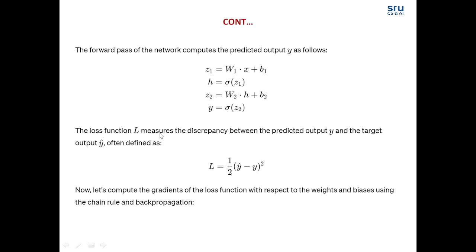Now the loss function L means the difference between the predicted output Y and the target output Y cap, and it is given by L is equal to half times (Y cap minus Y) whole squared. Now let's compute the gradient of the loss function with respect to weight and bias using the chain rule of differentiation and backpropagation. This loss function depends on the connecting weight matrix and bias between the hidden and output layers, again the connecting weight matrix between input and hidden layers, and the bias of the hidden layer. Therefore, in the backpropagation algorithm, we have to apply the chain rule of differentiation.